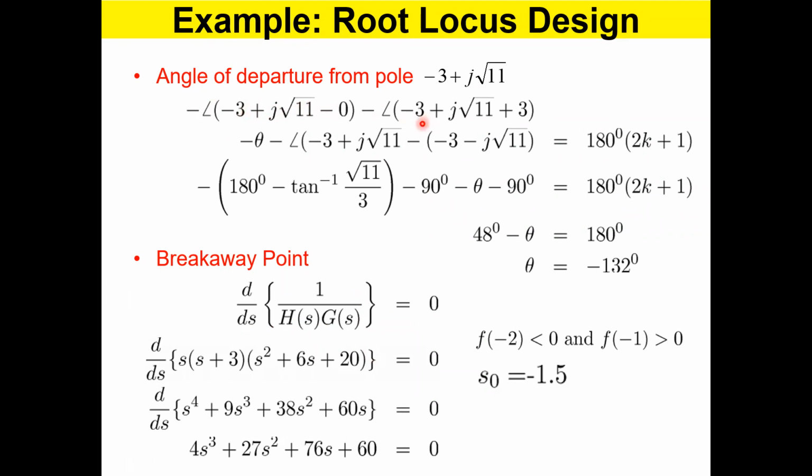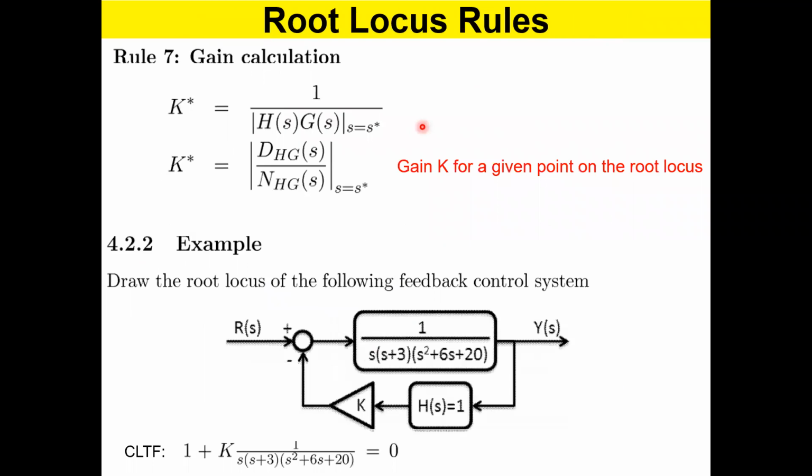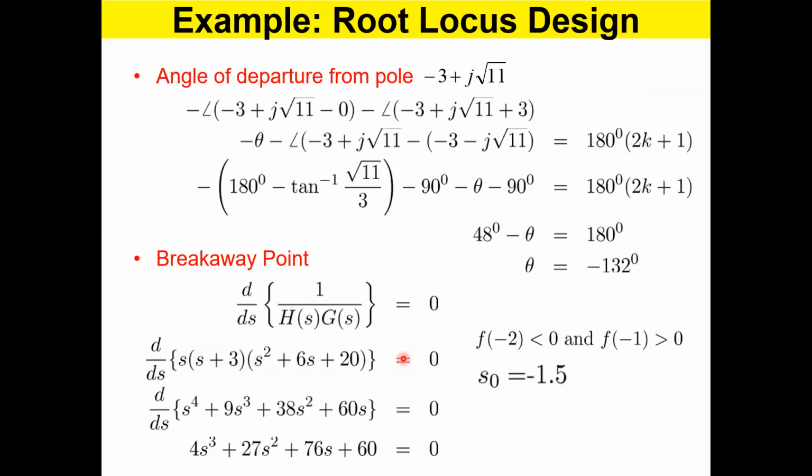The second one is S plus 3. So for that, you substitute S plus 3. So this is there. This is S minus 3 plus j root 11. The pole you want to calculate the departure angle of, you write it over here. Okay, plus 3 is anyway there.